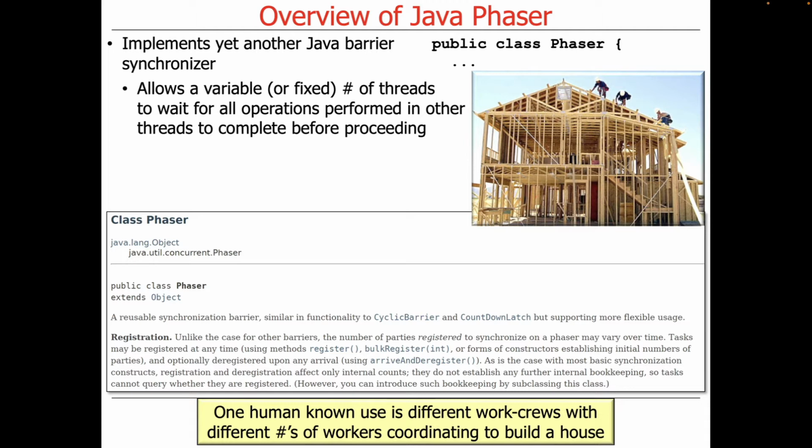The crews show up and they work in phases, and you may have a variable number of workers per phase, but it still may be the case that you need to wait for everybody to show up to start working because you need them all there for some reason. So the way to think about this is you've got phases, you've got work crews, but you may have a different number of workers per phase or per crew. So that's kind of a way to think about it in a human known use style way.